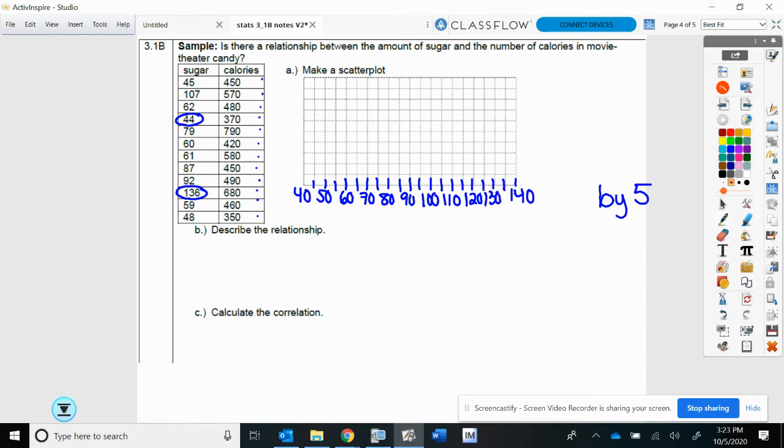Okay, now I'm going to look at my Y values. So my lowest Y value, I see a 350. I don't see anything less. So I'm going to go from 350. And then I'm going to go up to, let's see, there's a 790. I think 790 is my highest. So I want to go to 790. And maybe 800. Go from 350 to 800 maybe.